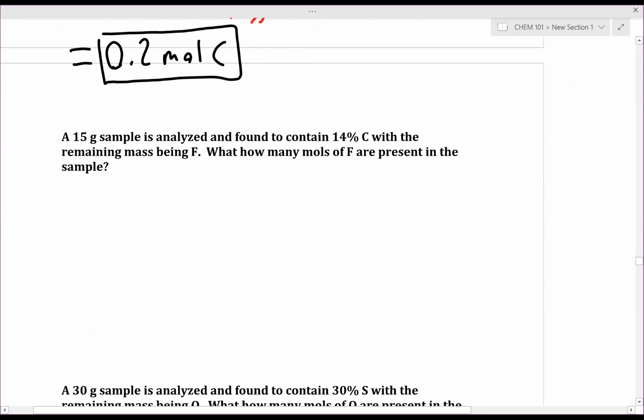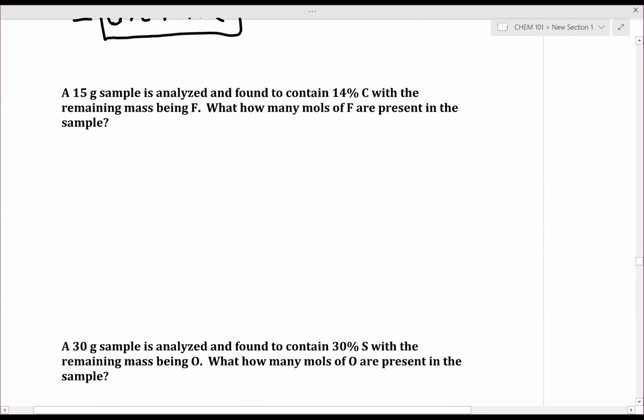this next sample problem involves remaining mass. So you need to be really careful when you read percent composition problems that you do not make tacit assumptions. Do not assume anything that is not explicitly given to you or that is not implied by the data provided. So what do I mean by that? So we're told that a 15-gram sample is found to contain 14% carbon with the remaining mass being fluorine. And we're asked how many moles of fluorine are present in the sample.